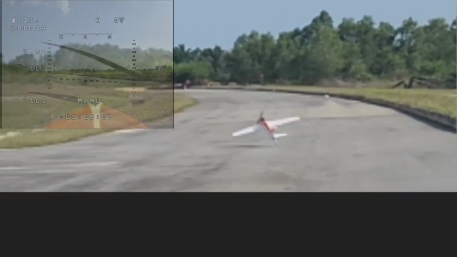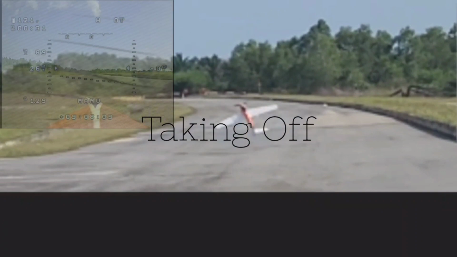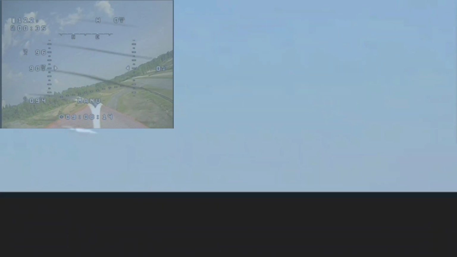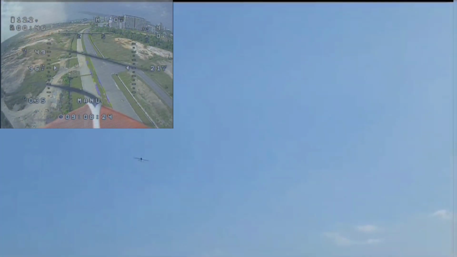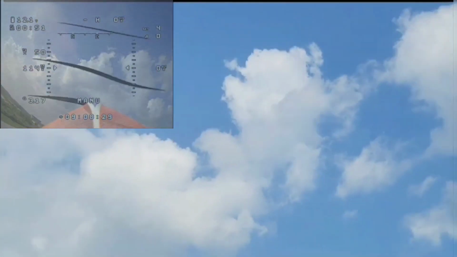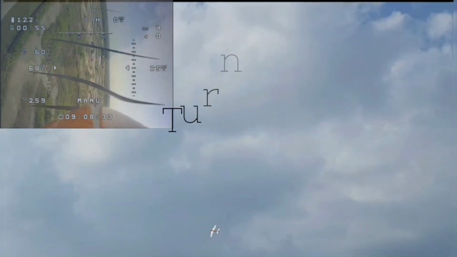Now we see the application, and this is the takeoff. This is when the plane is flying in a straight line. And this is when the plane is turning.